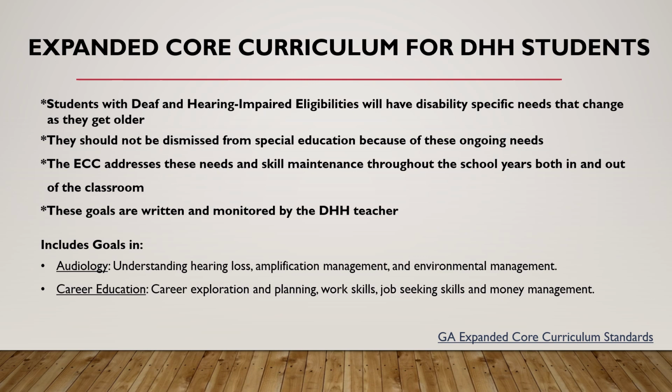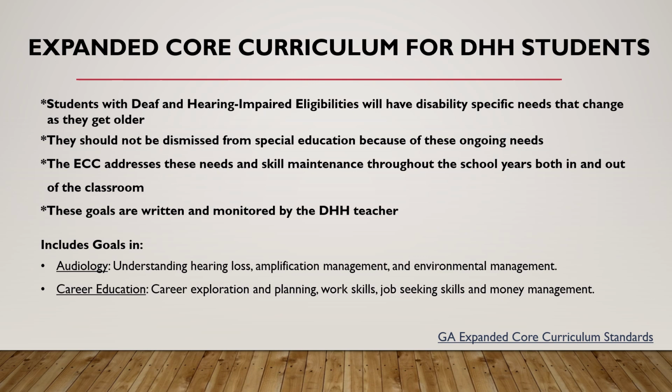This also means that they should not be dismissed from special education, even if they seem to be performing well academically, because as they age and especially as they transition to adulthood, they're going to have specific needs that need to be addressed with their college goals or career goals, and just being able to navigate the world with a hearing impairment. And so special education and the expanded core curriculum is designed to help students with these disabilities navigate that future. The expanded core curriculum addresses both these specific needs and the maintenance of skills throughout their school years inside the classroom and outside of the classroom. So these aren't all just academic skills. These are a lot of life and functional skills that these students will need to have.